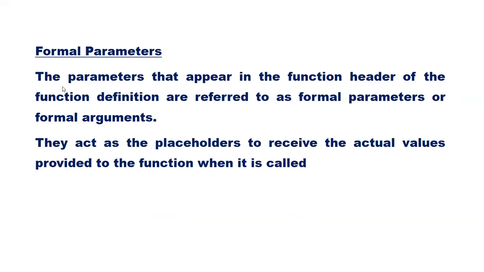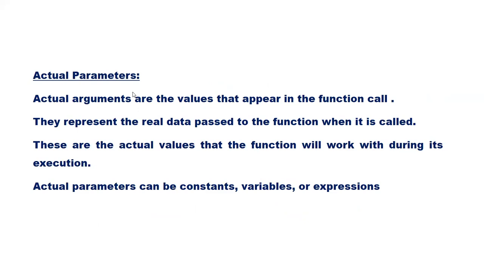Formal parameters. The parameters that appear in the function header of the function definition are referred to as formal parameters or formal arguments. They act as a placeholder to receive the actual values provided to the function when it is called. Actual parameters. Actual arguments are the values that appear in the function call.